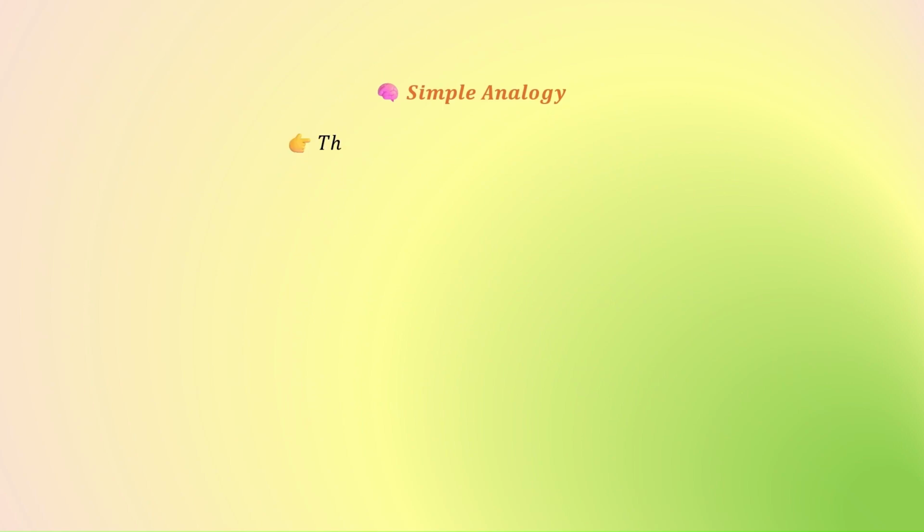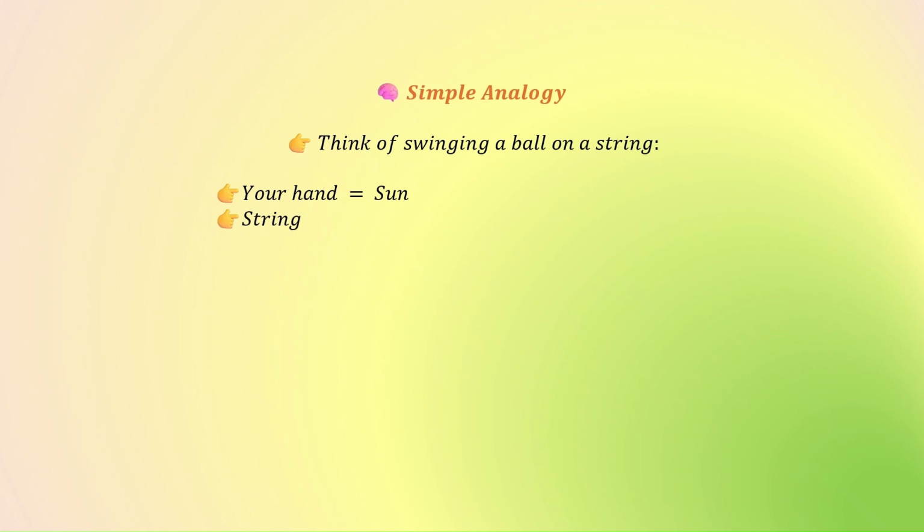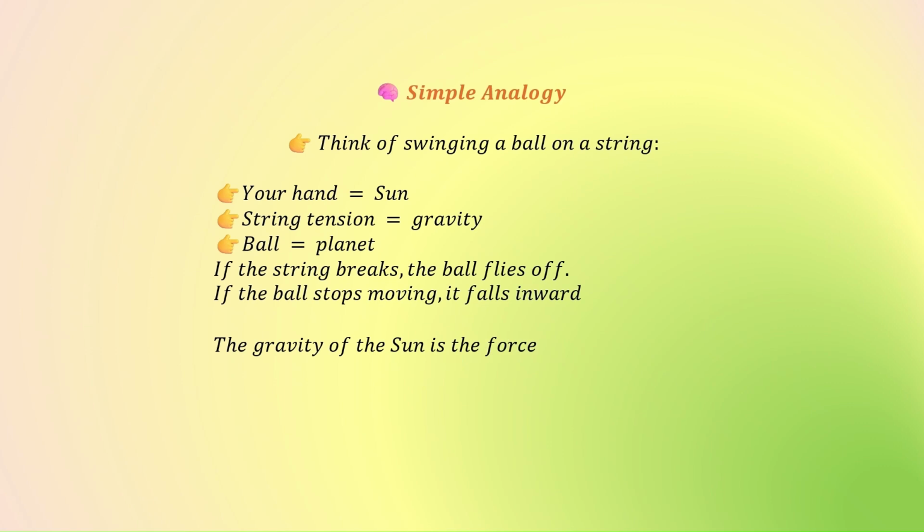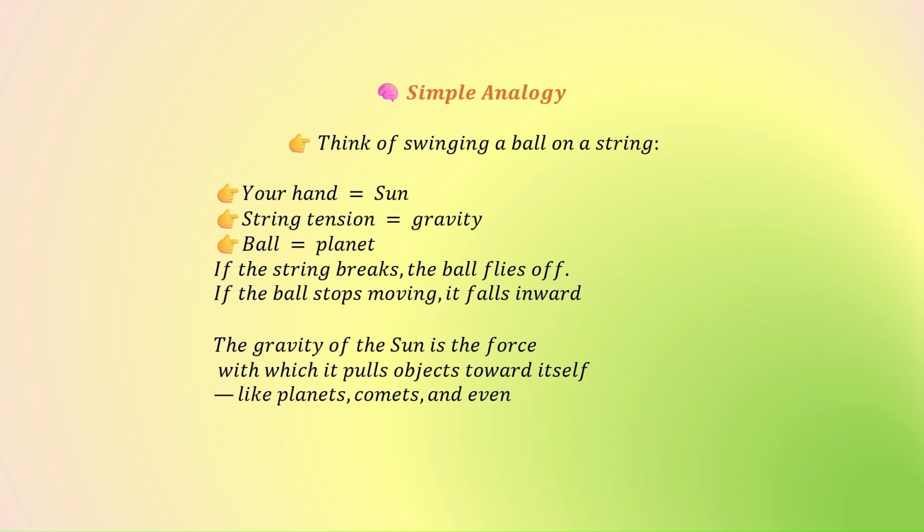Imagine swinging a ball on a string. Now think of this. Your hand represents the sun. The string's tension represents gravity. And the ball represents a planet. If the string breaks, the ball flies off in a straight line. But if it keeps moving, it stays in orbit.